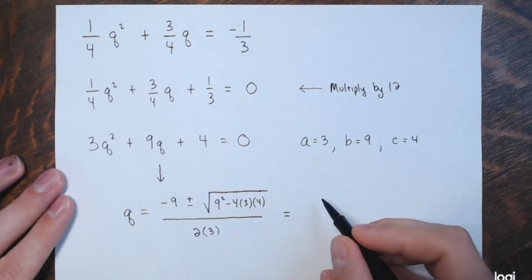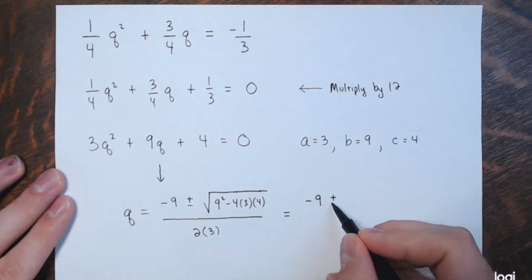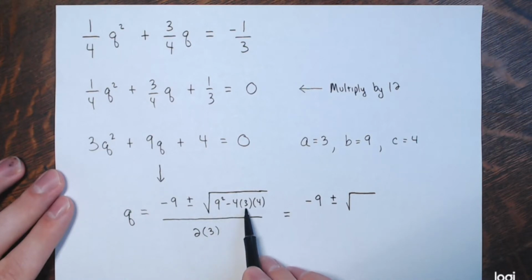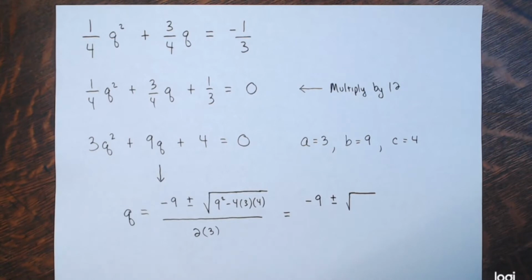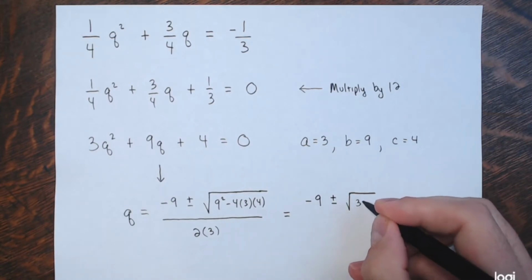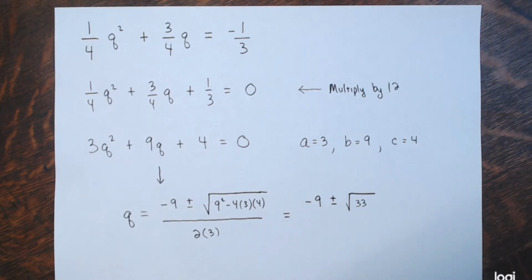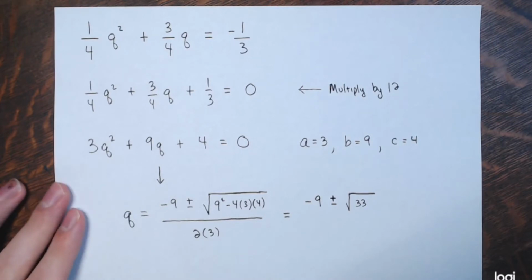Okay, so we have in the numerator negative 9 plus or minus the square root. Now 9 squared is 81. Then 4 times 3 is 12. Times 4 would be 48. 81 minus 48 would be 33. Positive 33. So again, the discriminant, b squared minus 4ac, is positive, so I'm going to end up here with two real number solutions. No imaginaries. Then all this divided by 6, 2 times 3.